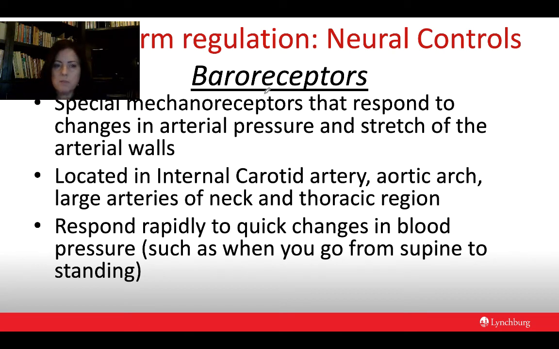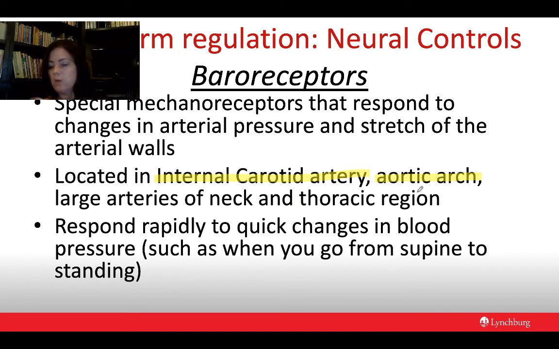Baroreceptors are special receptors that respond to the mechanical stimulation of stretch and pressure. Okay, so these are mechanoreceptors. They are located primarily in the large arteries of the neck, so the internal carotid artery, aortic arch, and some of the other larger arteries that branch off of the heart. And so what you have are these receptors that are embedded in the walls of those vessels. And when we have increased pressure and stretch of those arteries, they are going to respond.